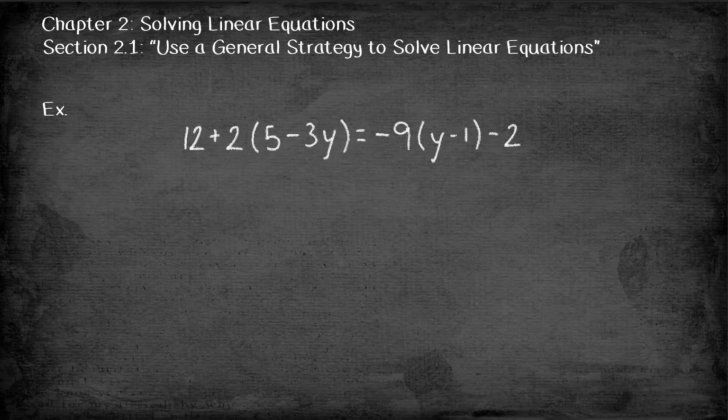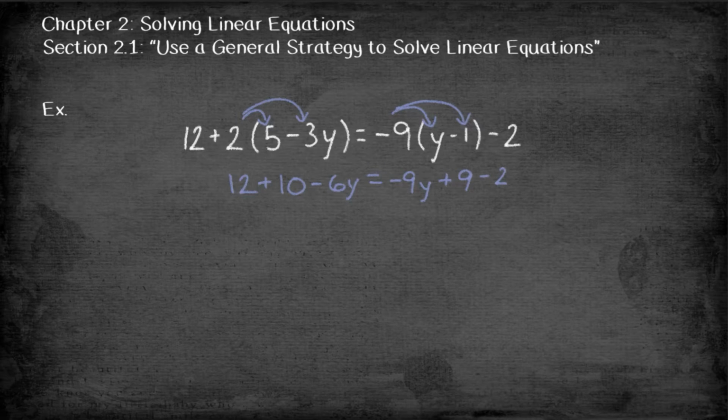The next example here has a distributive property on both sides of the equation. It's a little bit more work to do. So upon distributing this 2 here, I'll have 2 times 5, which is 10, and then 2 times -3y. So we'll have a -6y. And on the right-hand side, I'm taking -9 times y, which gives me -9y. And then -9 times -1, which gives me +9.